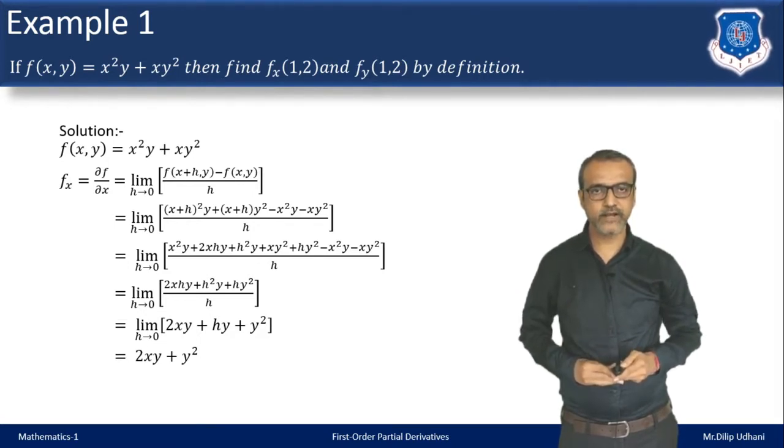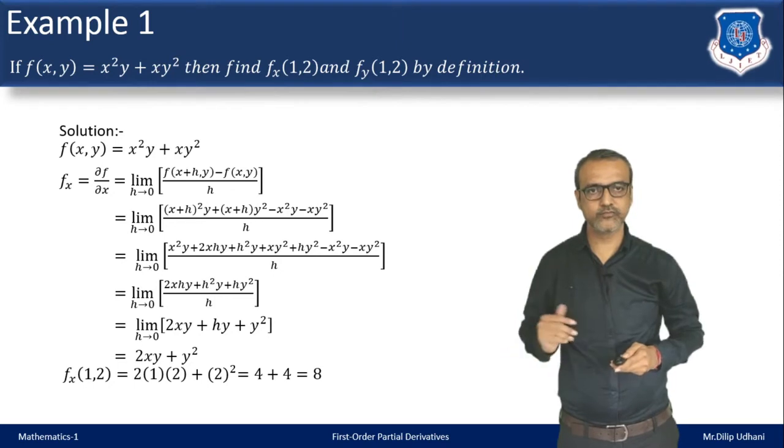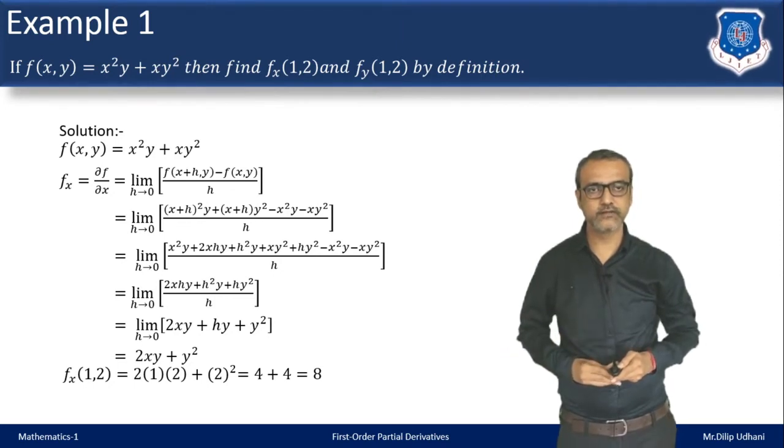So in this del f by del x, 2xy plus y square, we will replace x by 1 and y by 2. So this is equals to 2 into 1 into 2 plus 2 square. So it is 2 2s are 4 plus 2 square is 4. So the answer is 4 plus 4, that is equals to 8. So this is del f by del x at point 1, 2.